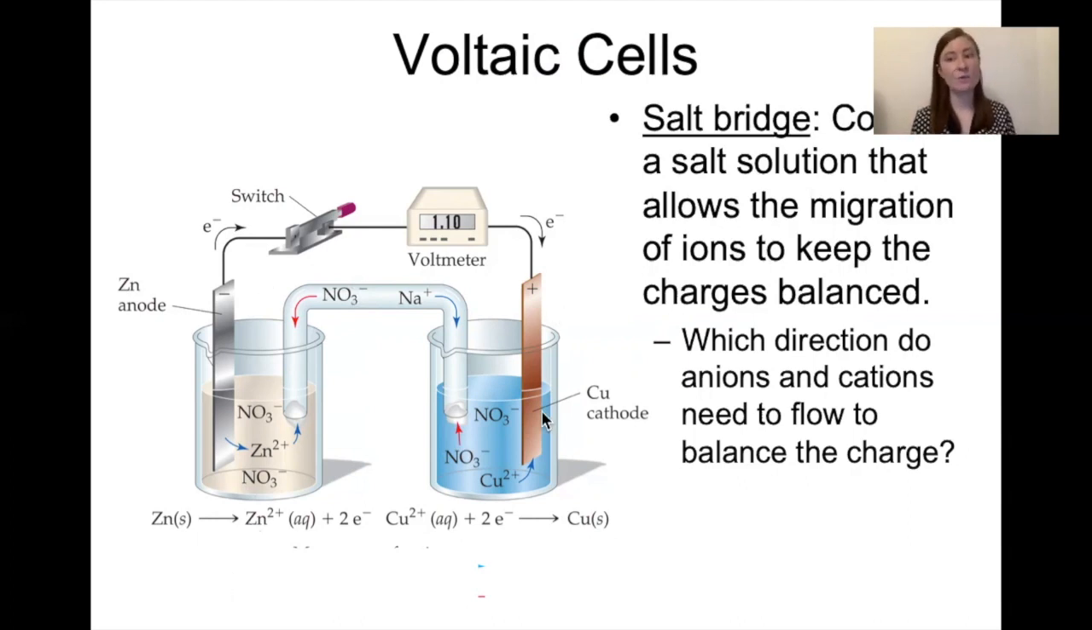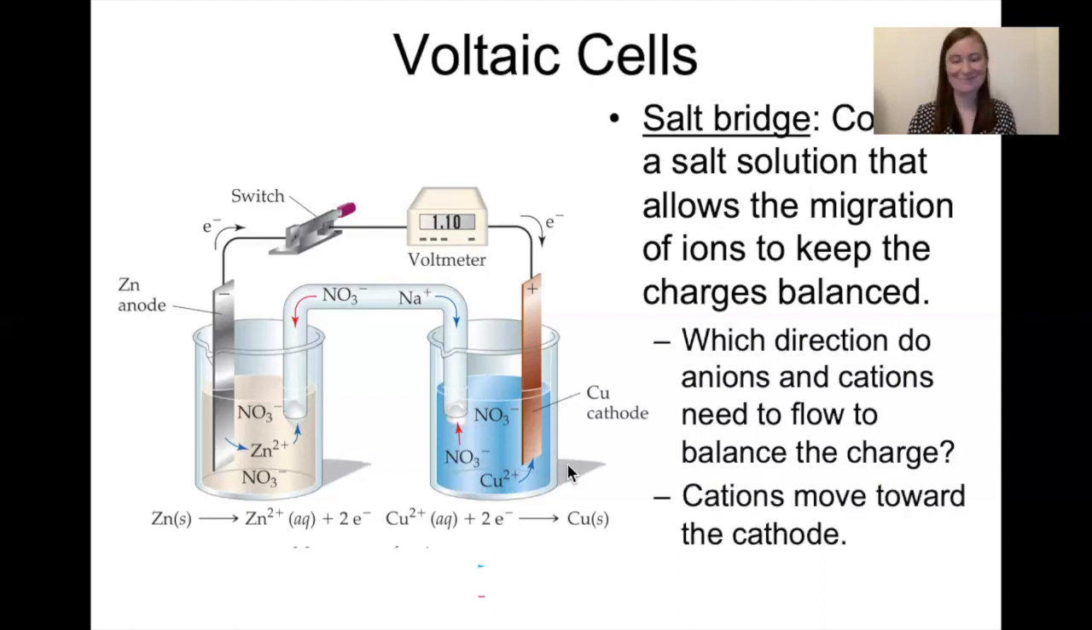Meanwhile, the cathode, where reduction is happening, is gaining electrons. So if there were no salt bridge, the cathode would be becoming negatively charged. In order to neutralize that charge and balance out, the cathode is going to gain positively charged ions. And so the positively charged ions are going to flow through the salt bridge and into the cathode. So cations move toward the cathode, anions move toward the anode. And overall, each of these beakers, each of these half cells, remains electrically neutral.